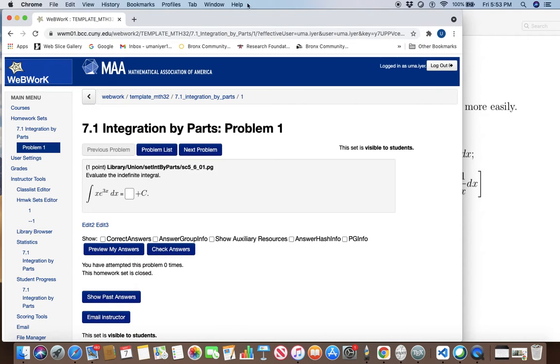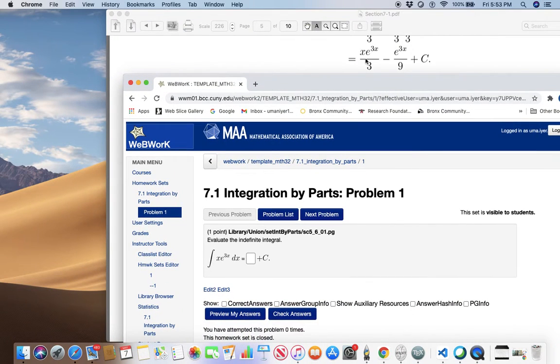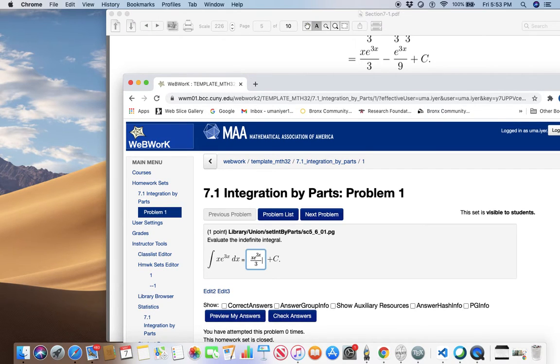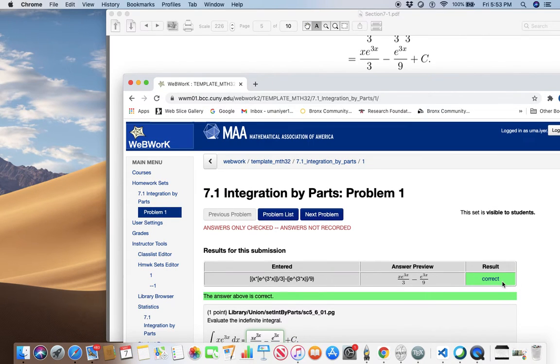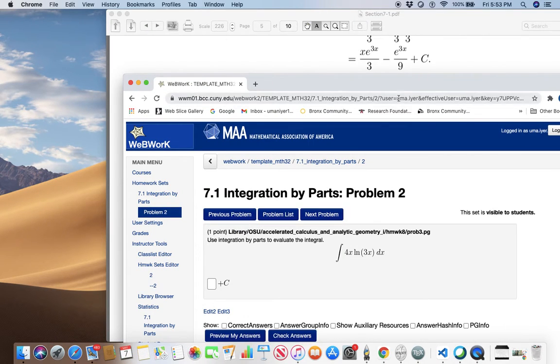So let me put that in. x e raised to 3x by 3 minus e raised to 3x over 9. I hope you can see this. Okay. x e raised to 3x by 3 minus e raised to 3x by 9 plus constant of integration. Okay, it's all correct. Next problem.